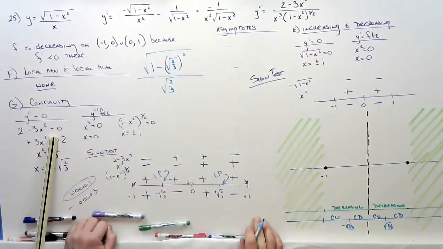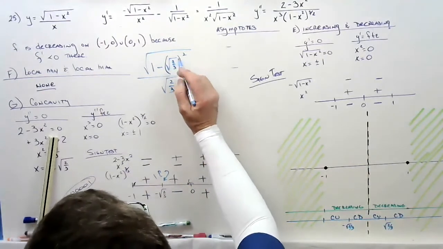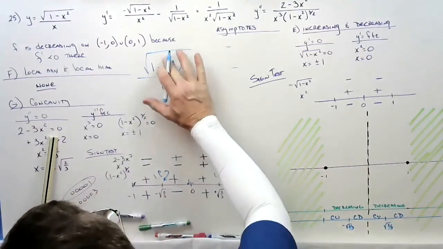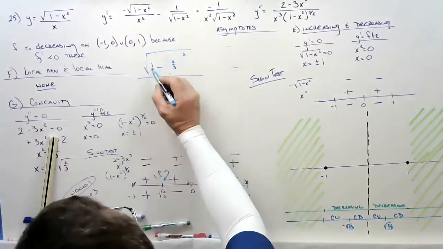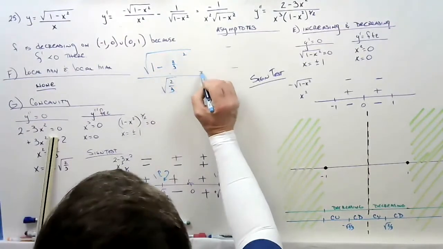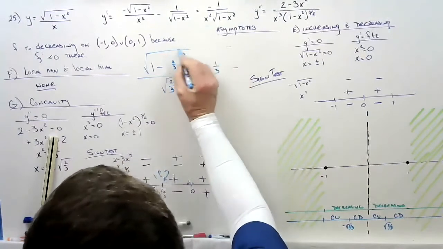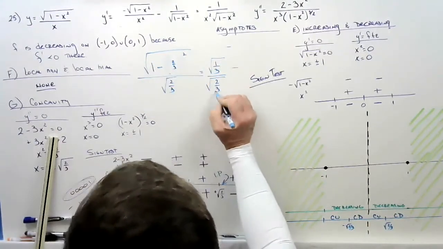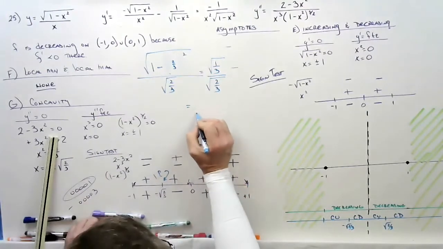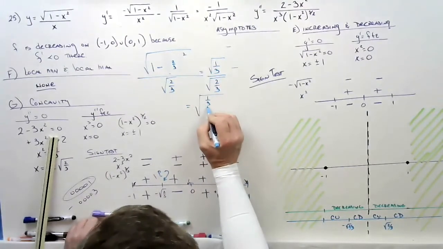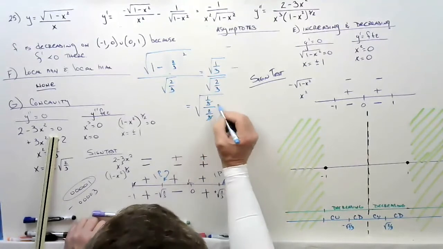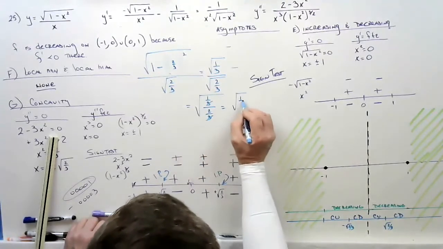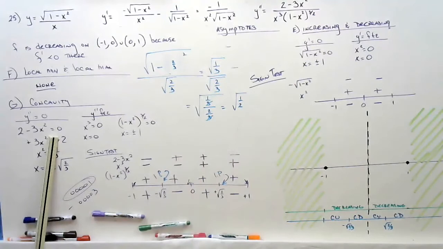Okay. Now we all took algebra 2. We can do this. When I square the square root of 2/3, I get 2/3. 1 minus 2/3 is 1/3. Don't forget the square root. So I got the square root of 1/3. Down here, I have the square root of 2/3. Well, we all took algebra 2. That's the square root of 1/3 divided by 2/3. 3 cancels 3. That's the square root of 1/2.